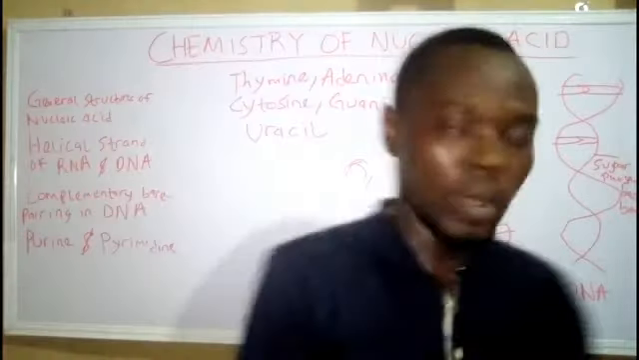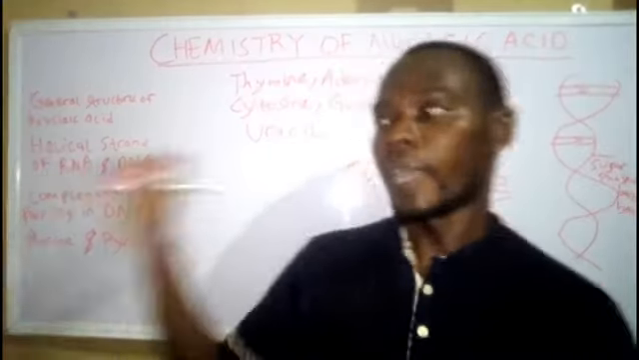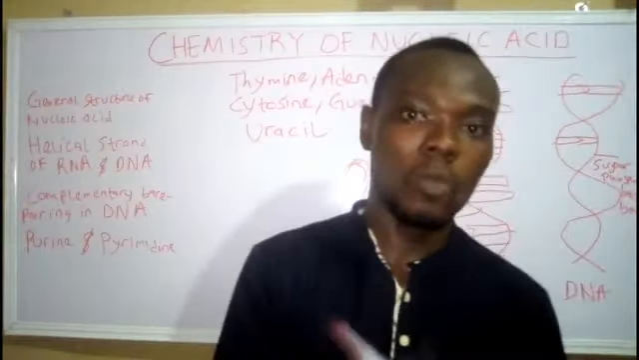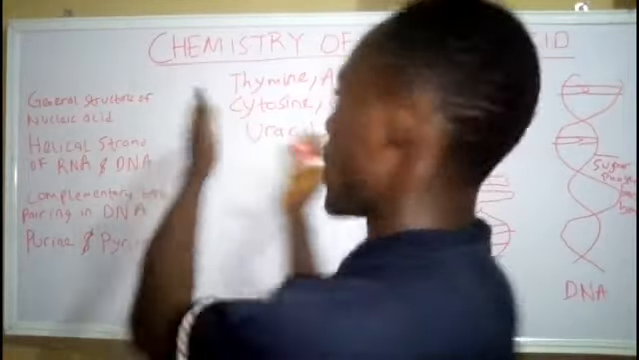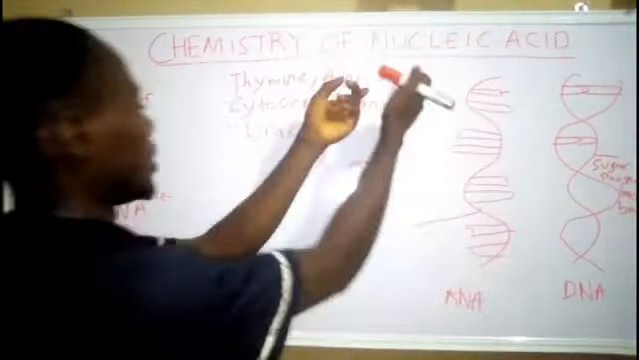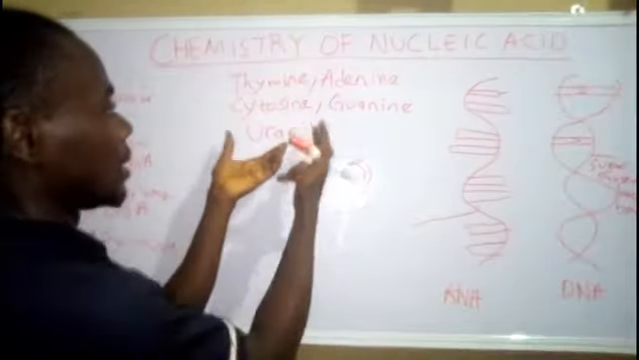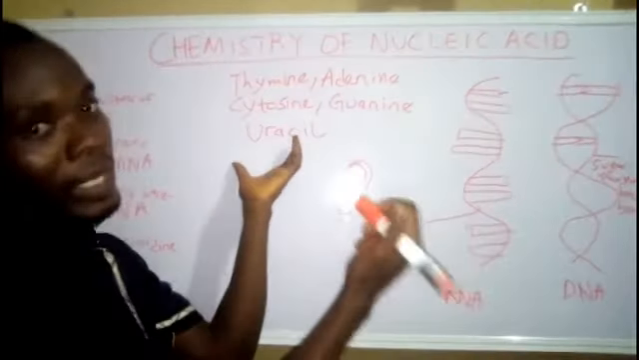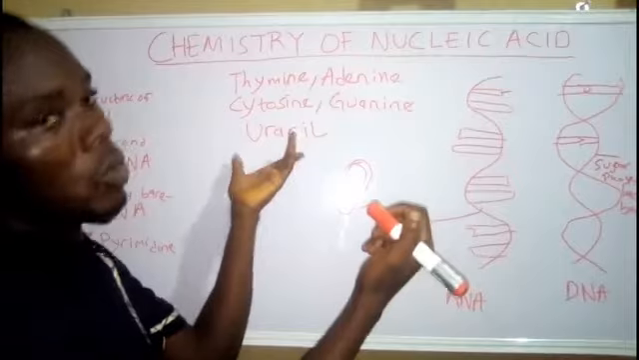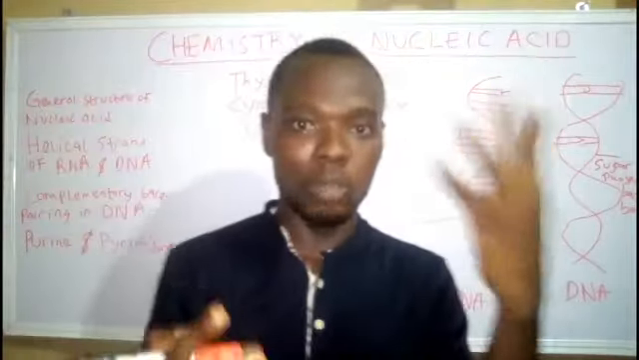Now let me quickly mention that the bases in DNA, we have thymine, adenine, cytosine, and guanine. The same way in RNA, we have adenine, cytosine, guanine. But the difference is just that instead of thymine in DNA, we have uracil in RNA. So both of them contain 4 bases altogether, joined together.